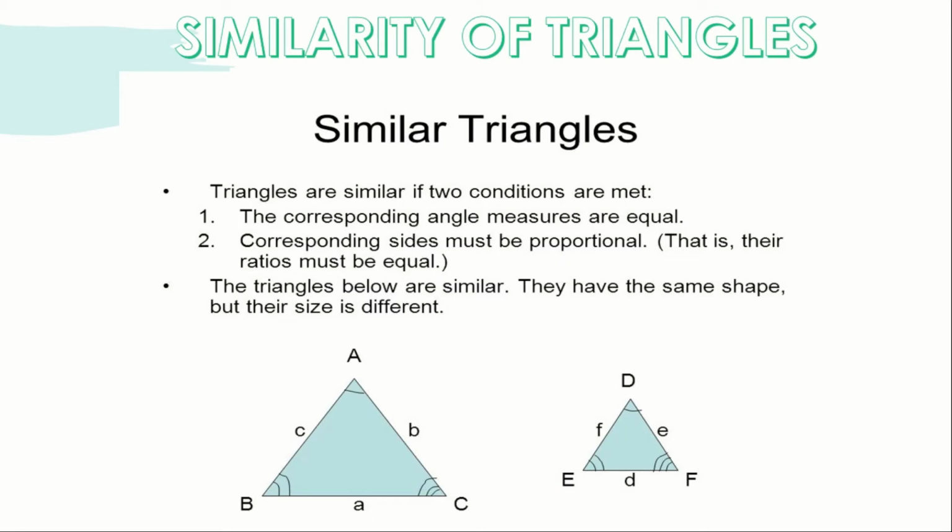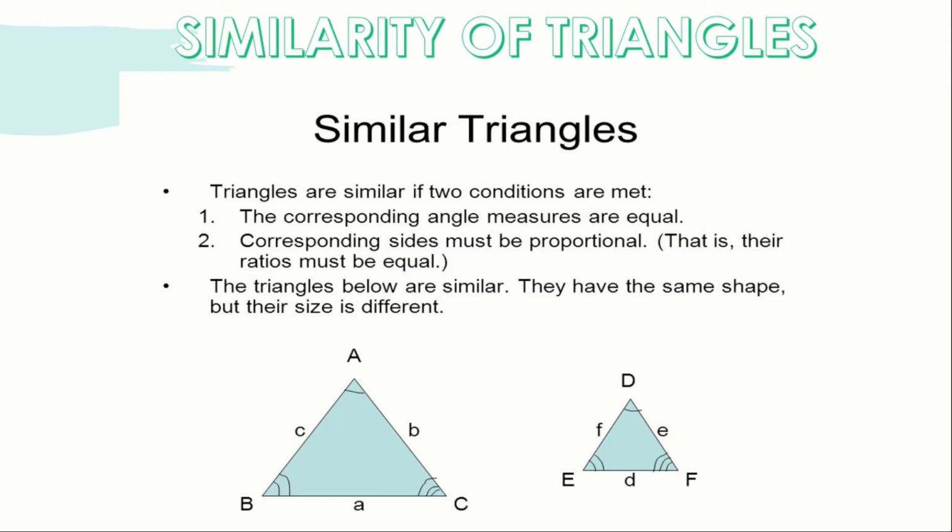Moving on to similarity of triangles. Similarity of triangles needs two conditions. If you want to say two triangles are similar or not similar, they have to satisfy two conditions to prove those two triangles are similar.